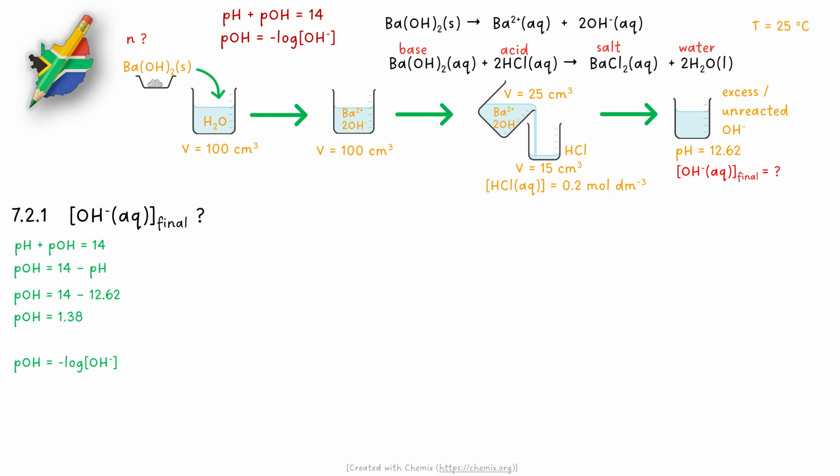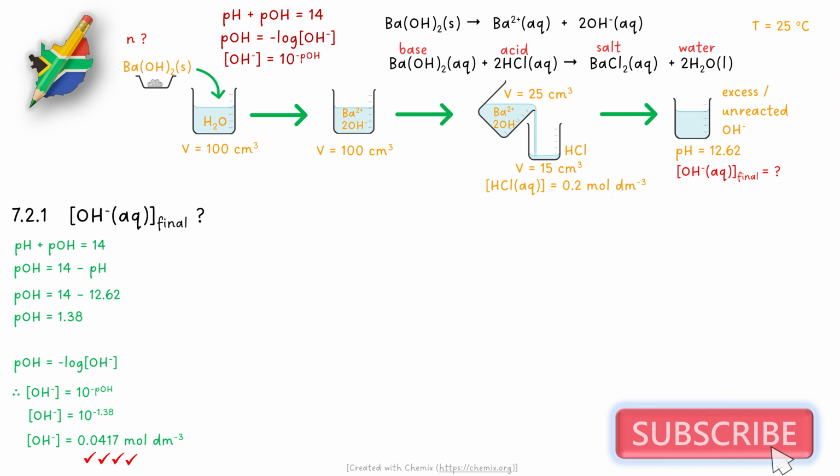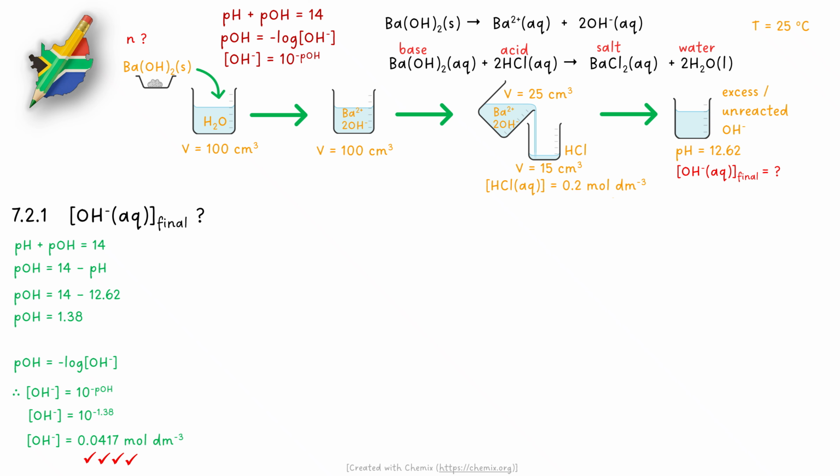Using this equation, pOH is equal to the negative log of the concentration of hydroxide ions, which, when rearranged to get the concentration of hydroxide ions, is equal to 10 to the negative pOH. Substituting the pOH value of 1.38 for the exponent and solving, we get the concentration of hydroxide ions in the final solution of 0.0417 moles per decimeter cubed.